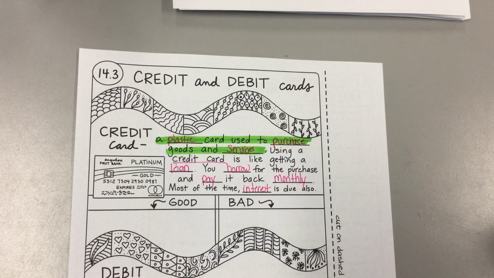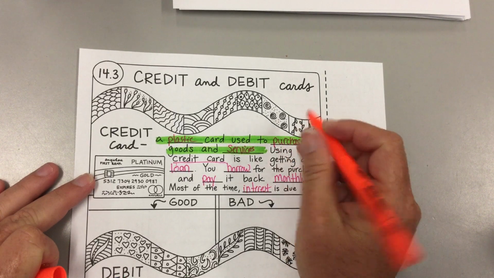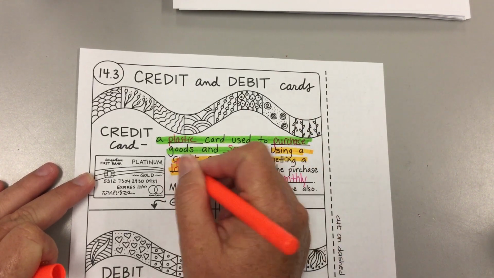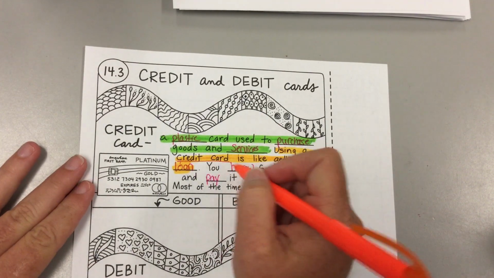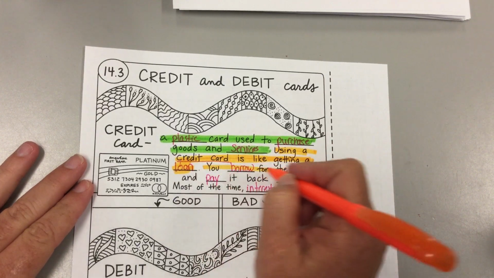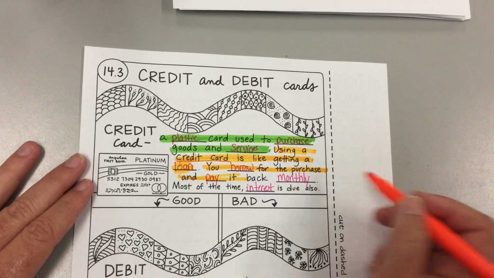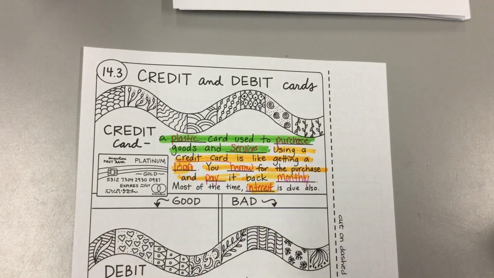So now I'm going to highlight this other part in a different color. I'm going to do this one in orange. So we've got a plastic card used to purchase goods and services. Using a credit card is like getting a loan. When you do a loan, what do you have to do? If someone loans you money, you end up having to do what? Pay it back, right? So that means you borrow money and you pay it back. With credit cards, usually there is interest that is going to occur. And let me talk to you about what interest is.